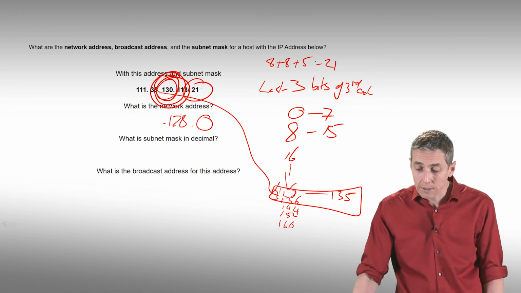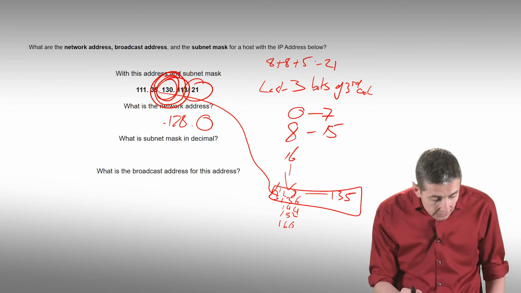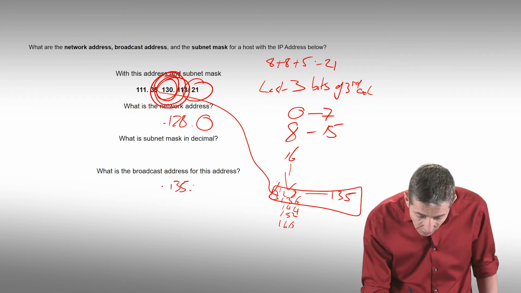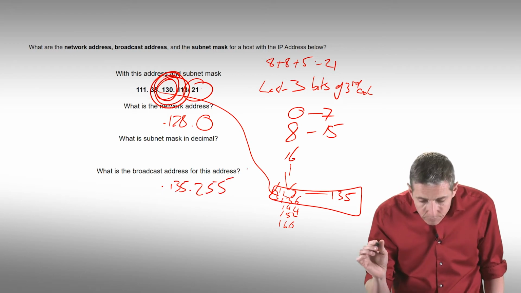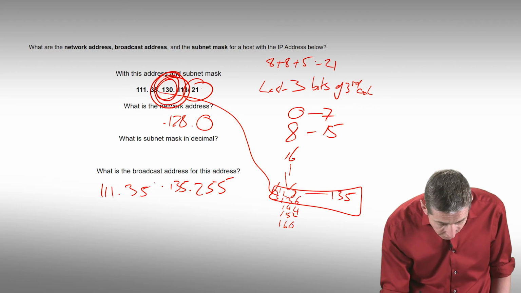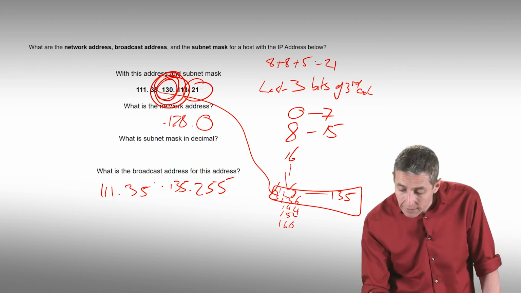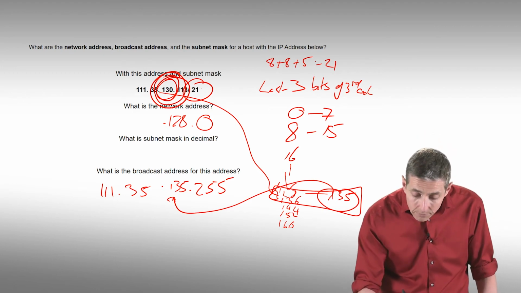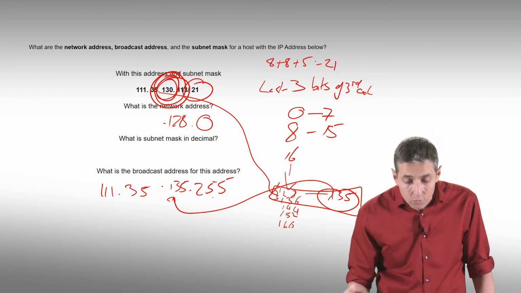.128.0. Okay. Broadcast address, it's going to be .135.255. And just for completeness, so we're all happy, 111.35.135. That's perfect. So I'm getting that value from there. And remember, it's a broadcast, so I've got to make sure the last octet is also 255.